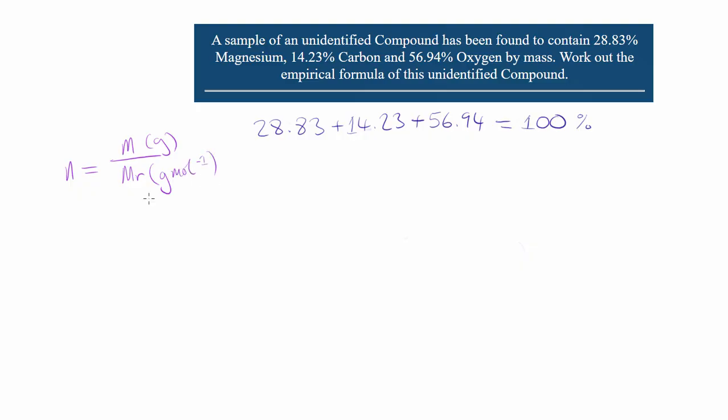So when we work this out, for magnesium, Mg, the mass is going to be 28.83 grams. For carbon, the mass is 14.23 grams. And for oxygen, it's 56.94 grams.